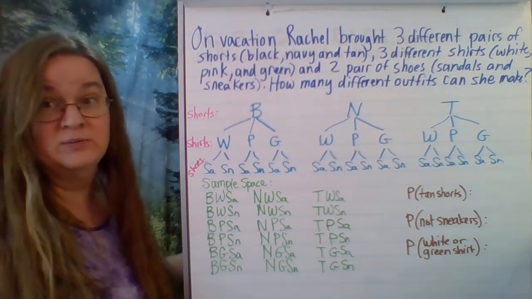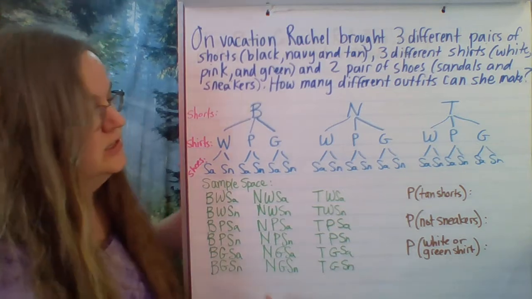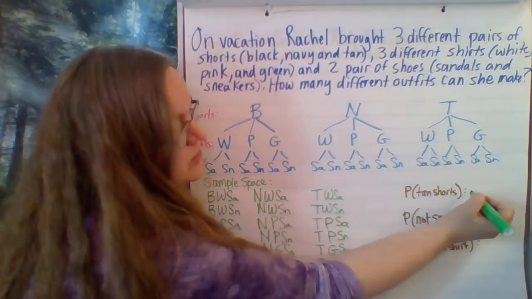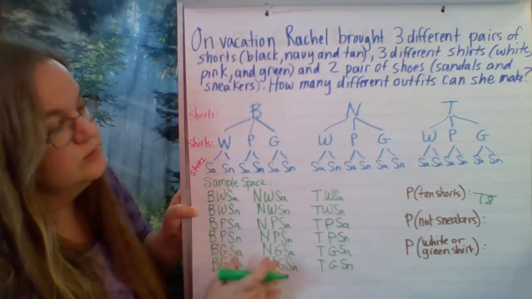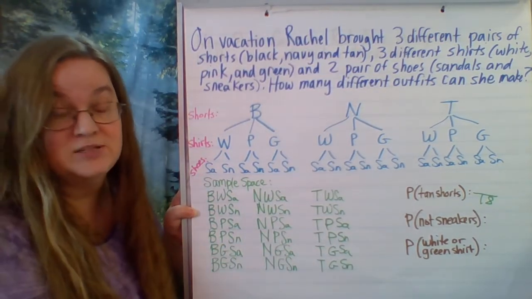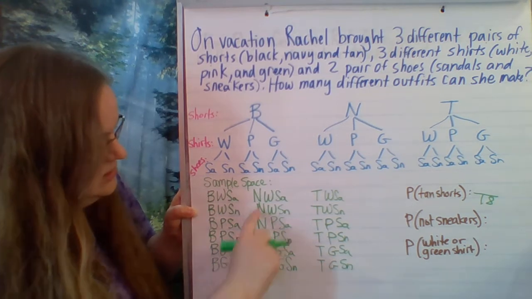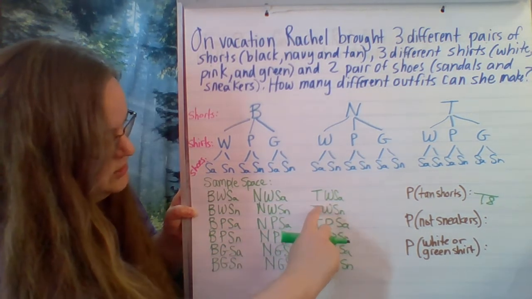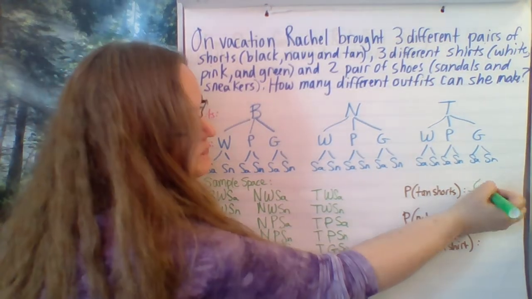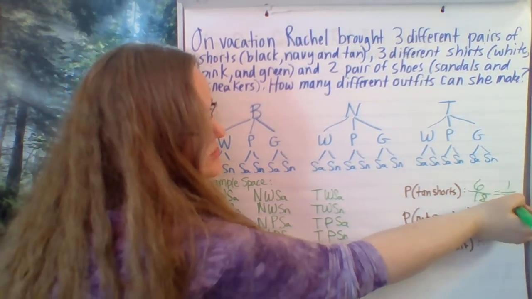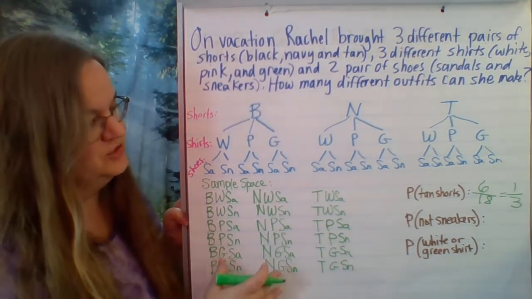So let's say she randomly picks one of each. She picks 1 short, 1 shirt, and 1 pair of shoes. So what's the probability that it's going to come out to be tan shorts? Well, there's 18 total, so that's my denominator. And if I look at tan, there's no tan here, there's no tan here. There's 1, 2, 3, 4, 5, 6 possibilities that have tan, which simplifies to 1/3. So she has a 1/3 chance of getting tan shorts.